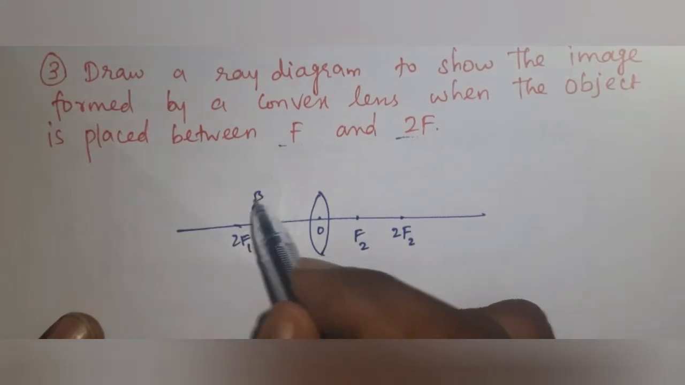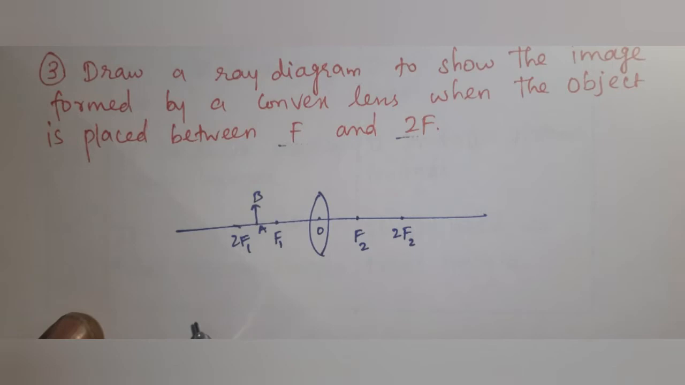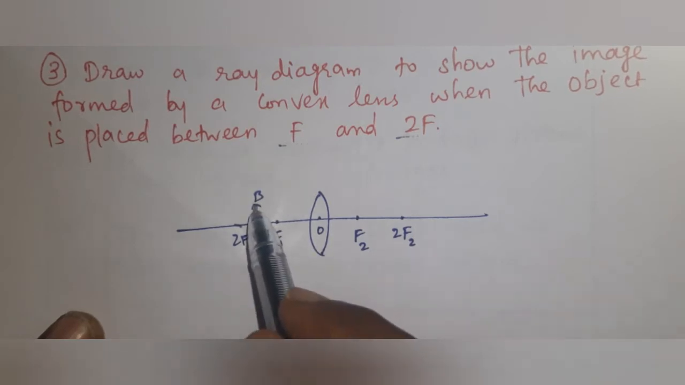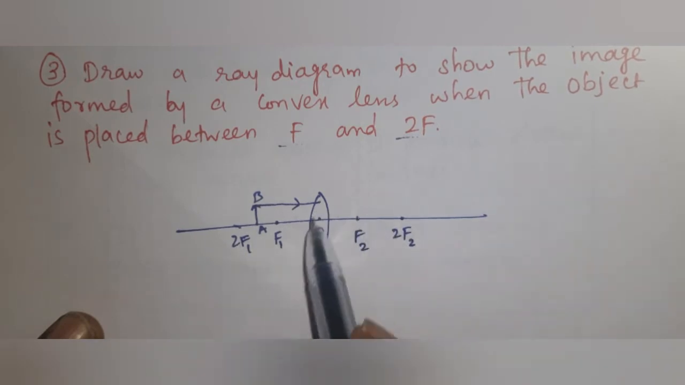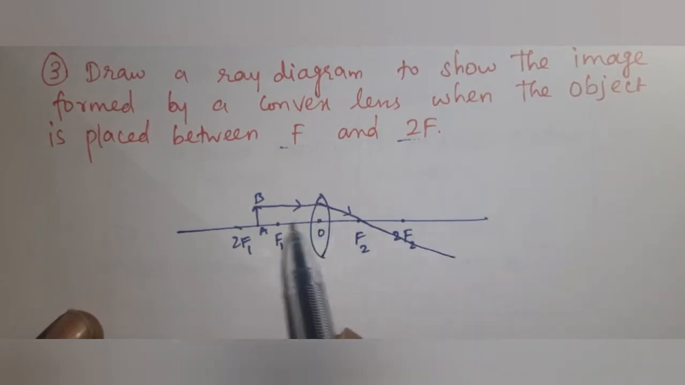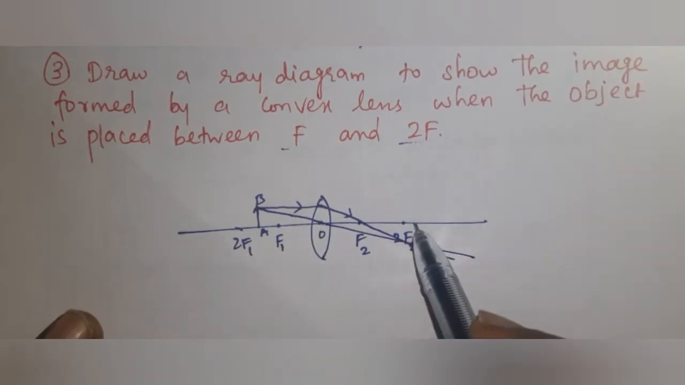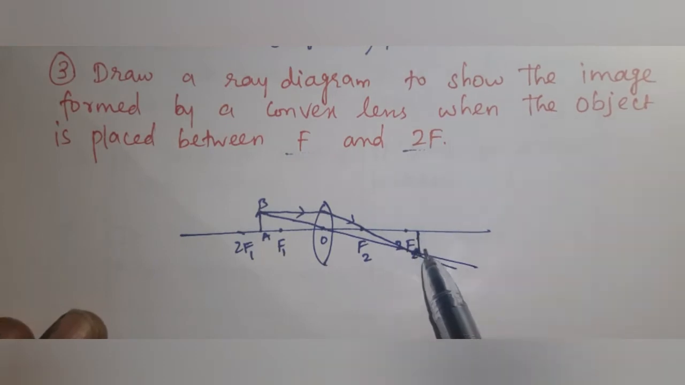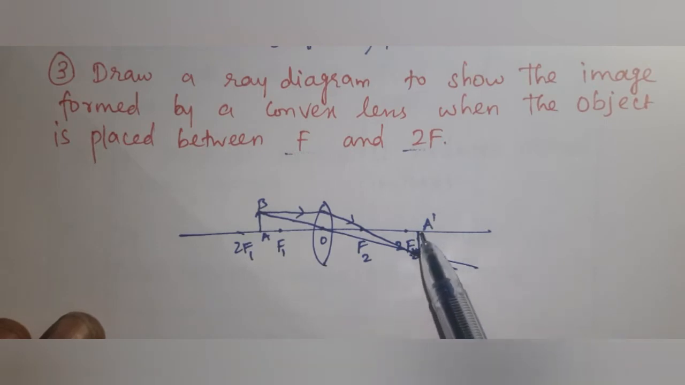This is A B, which represents the object. By using the fundamental ray diagram, we can find the position of the image. If a ray travels parallel to the principal axis, after refraction it will pass through the principal focus. If a ray passes through the optic center, it will not get any deviation. So the intersection of these two refracted rays gives the position of the image, A dash B dash. Now the position of the image is beyond 2f2. It is real and inverted.